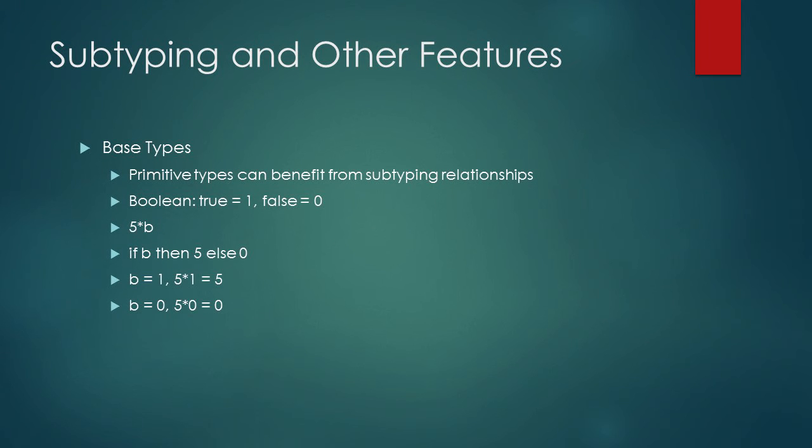Base types. Subtypes can even be introduced as relationships between primitive types. Many languages have Boolean as a subtype of natural numbers and simply designate true as 1 and false as 0. This allows for interesting efficient expressions, like 5 times b, instead of if b, then 5, else 0. As you can see, if b is true, which is 1, 5 times 1 will be 5, and if b is false, which is 0, 5 times 0 will be 0.